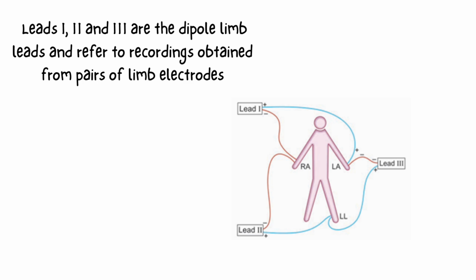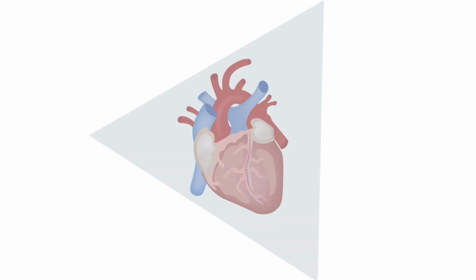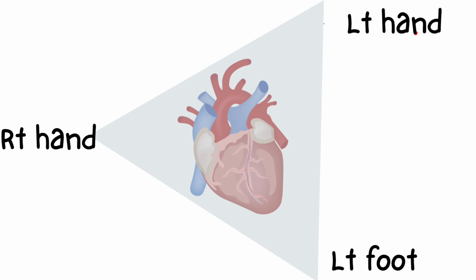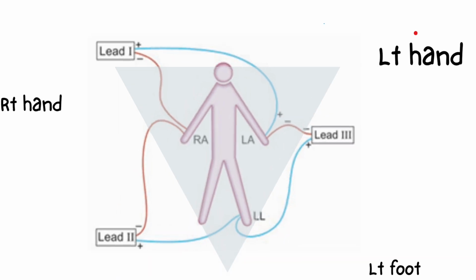Leads I, 2 and 3 are the dipole limb leads and refer to recordings obtained from pairs of limb electrodes. Consider the heart placed in a triangle, and each vertex of the triangle corresponds to a limb of the person: right hand, left hand, left foot. Lead 1 is connected to the right hand and left hand, where right is negative and left is positive.